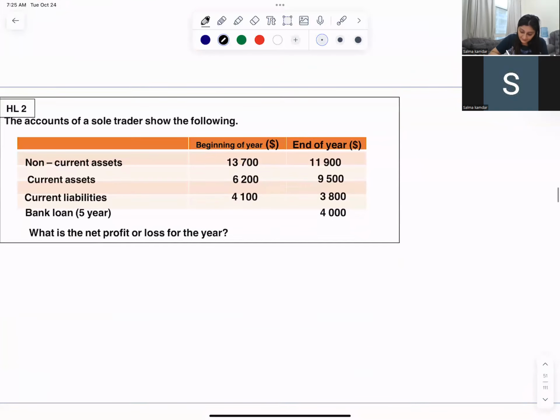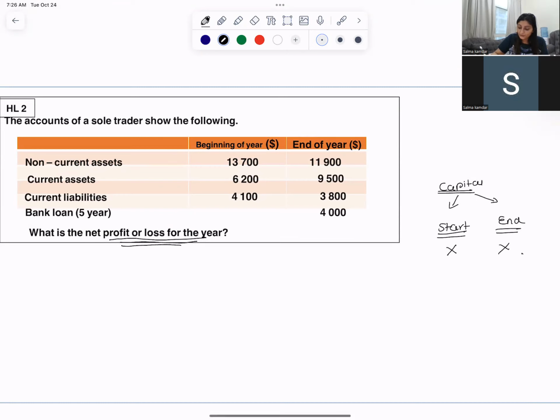Try this sum. What is the net profit or loss for the year? To find the net profit or loss for the year, you need your capital. Capital at the start and you need your capital at the end. Is the capital given to you? No. Can you find out your capital? Yes. So at the beginning, you will find out with this. At the end, you will find out with this information.